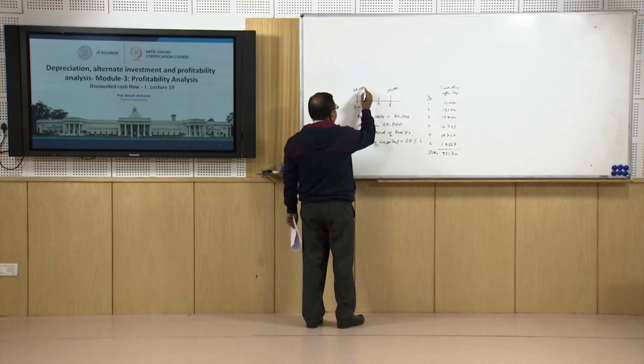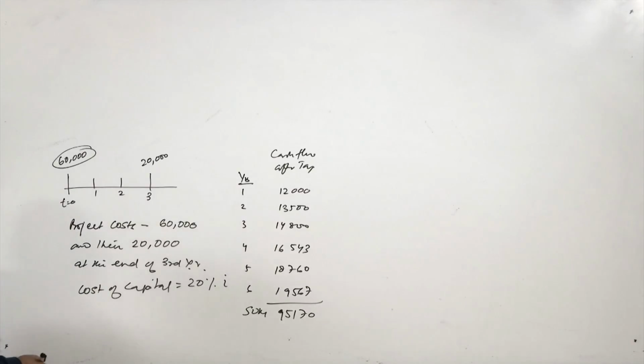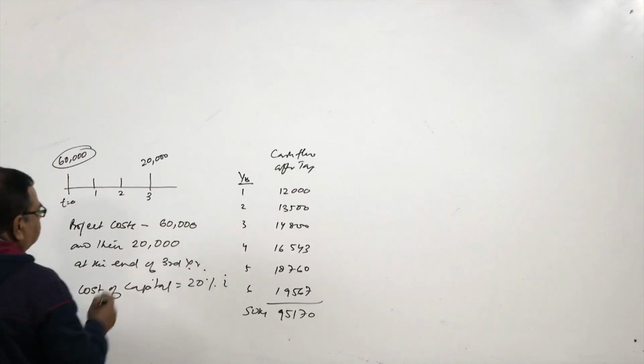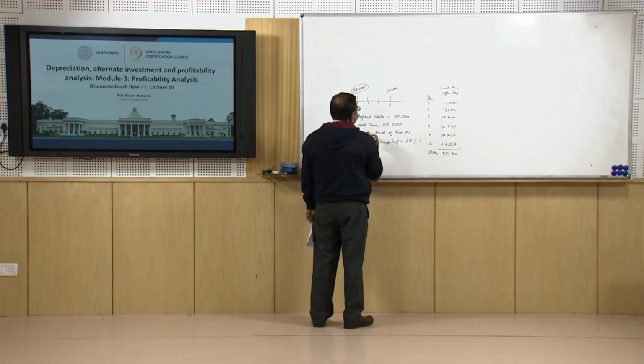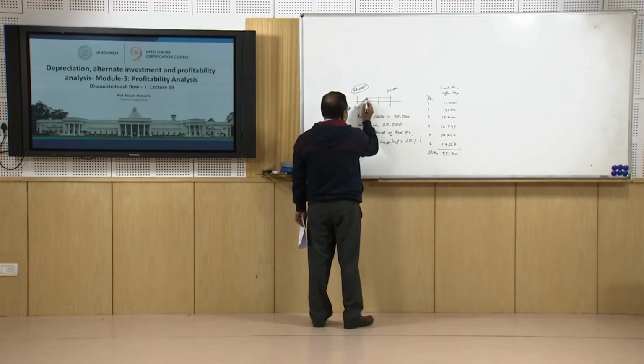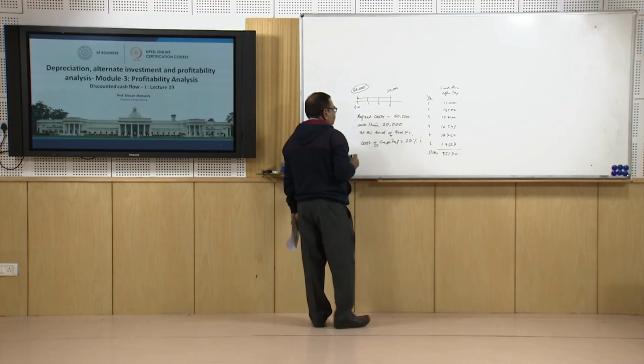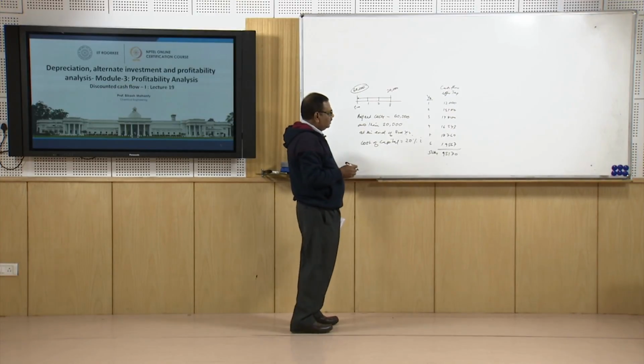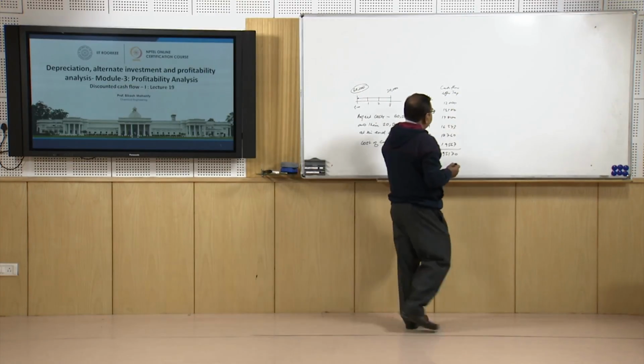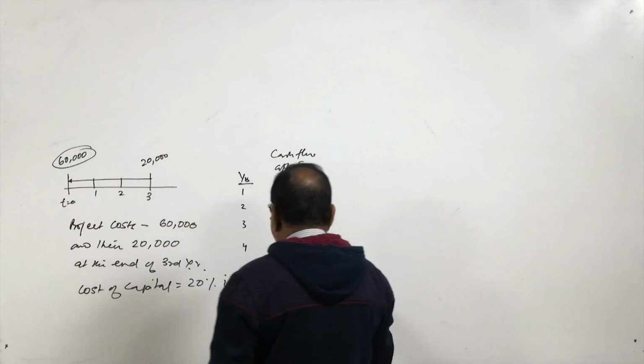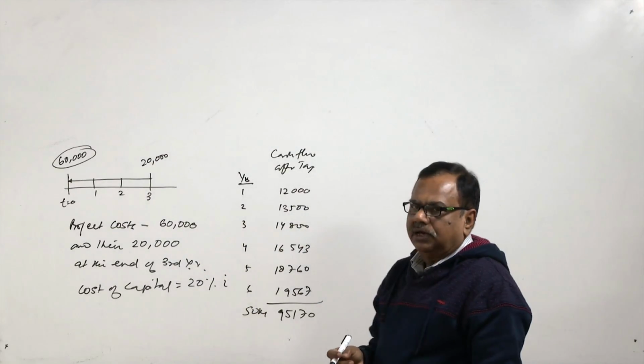So, at t equal to 0, 60,000 is invested, and at the end of 3 years, this 20,000 is invested. So, this has to be brought to this timeline. Similarly, here all these values have to be brought to the timeline t equal to 0.